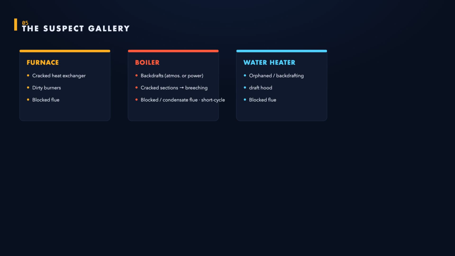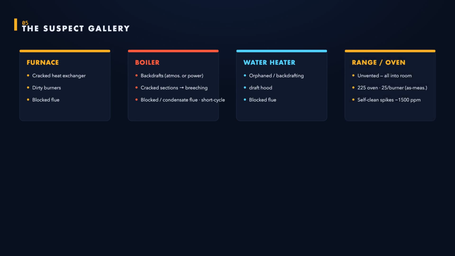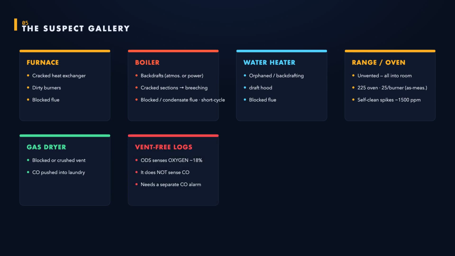The water heater: an orphaned or backdrafting draft hood, or blocked flue. The range and oven are unvented, so the code grades them as measured. About 225 at the oven or broiler, and just 25 per burner. A self-clean cycle can spike near 1500.